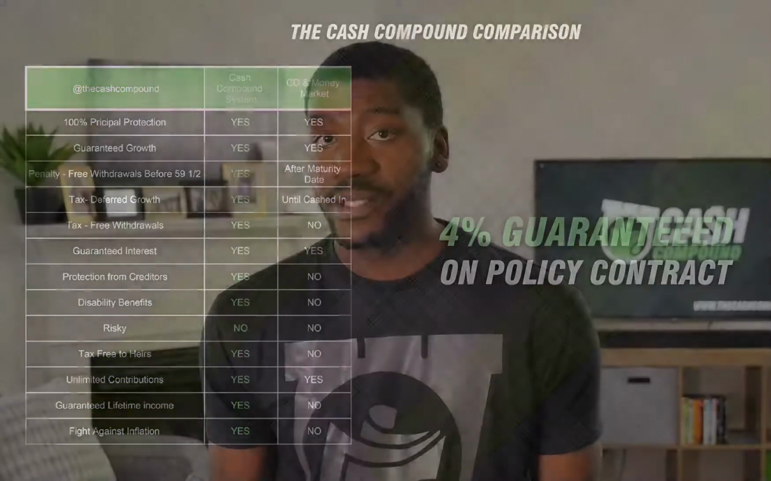Here are the differences. You can't use your money and have it mature at the same time. If you withdraw your cash, the compounding stops. That will be standard with all of our comparisons in this video. In addition, there can be taxes on your growth inside of a CD. So for us and many others, there's just no comparison. If you would rather save and spend your money at the same time, the cash compound is the way to go.